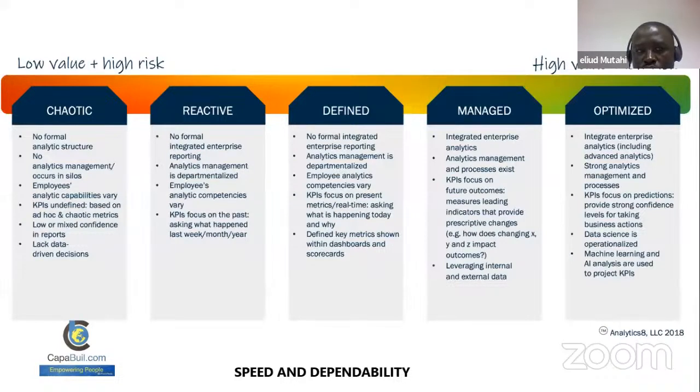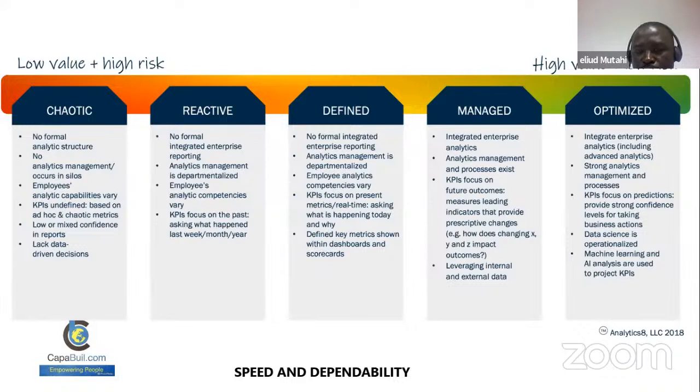Two, basically no analytics management, or maybe your data is in silos, in data silos. So employees' capabilities vary. That means not everybody is on the same page when it comes to data analytics and management of the data. KPIs are basically undefined, based on ad hoc and chaotic metrics. So we lack data-driven decisions.